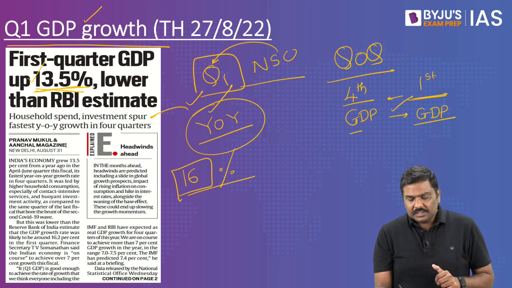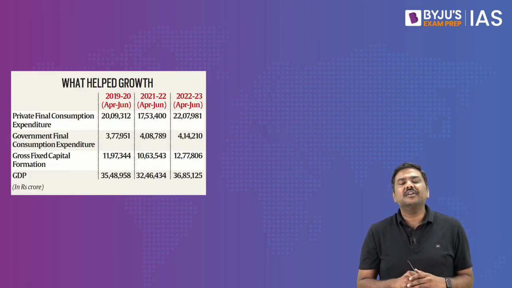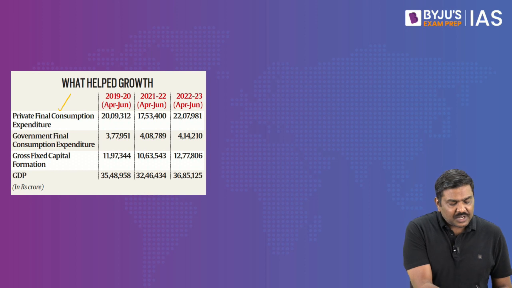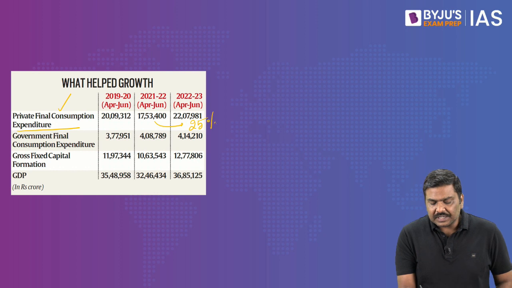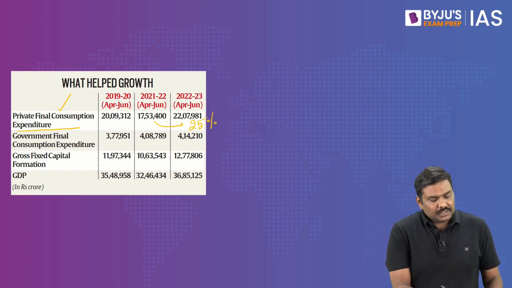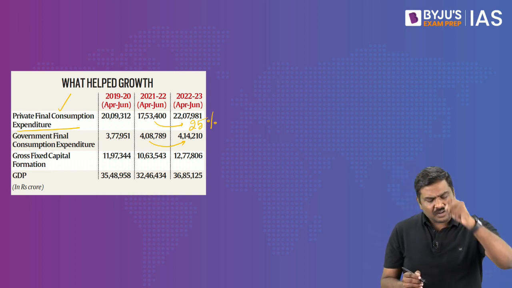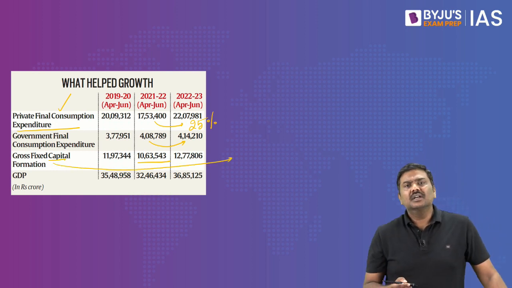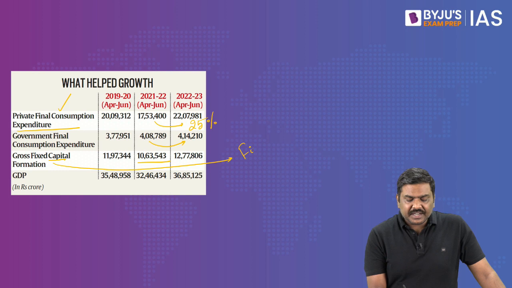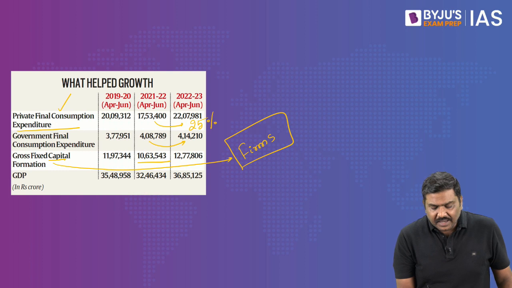One reason, the private final consumption expenditure, PFCE. Let me show you a data here. Private final consumption expenditure has increased by more than 25%. And not only this, the government final consumption expenditure has increased, although it is just a marginal rise. And the gross fixed capital formation, which is nothing but the investment done by the private sector firms, private sector companies, a proxy for investment, has increased by 20%.